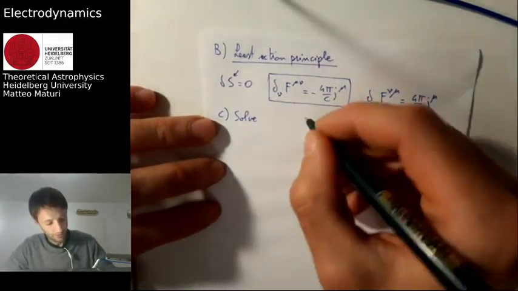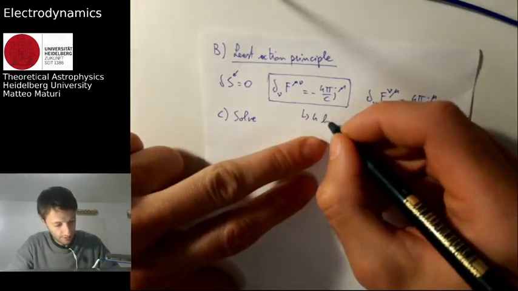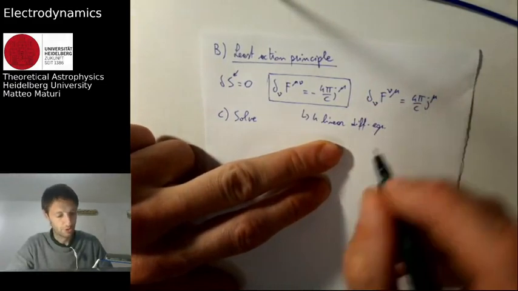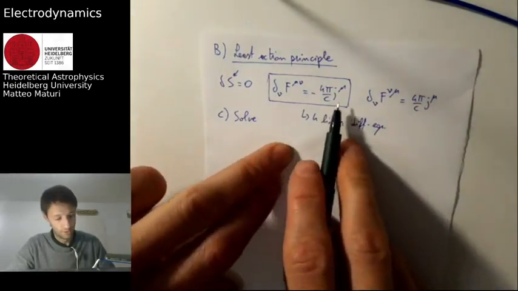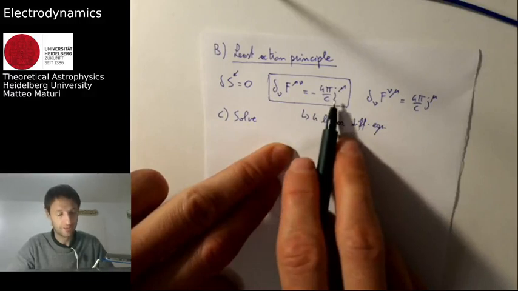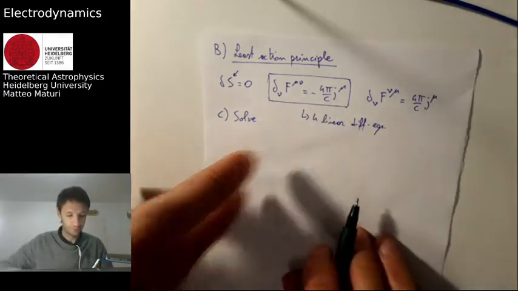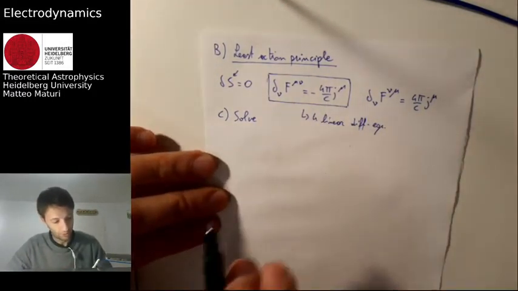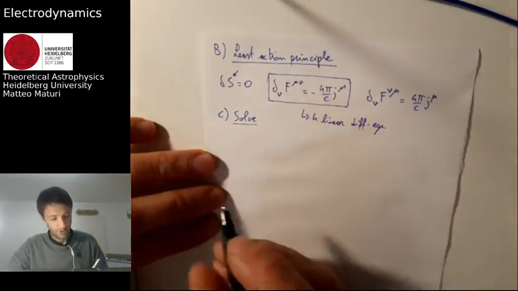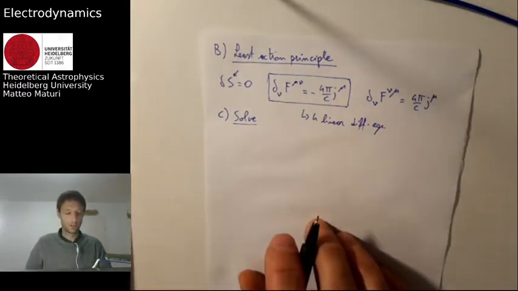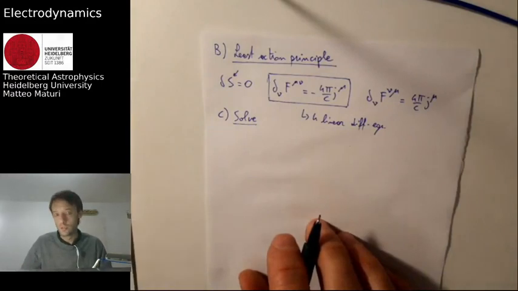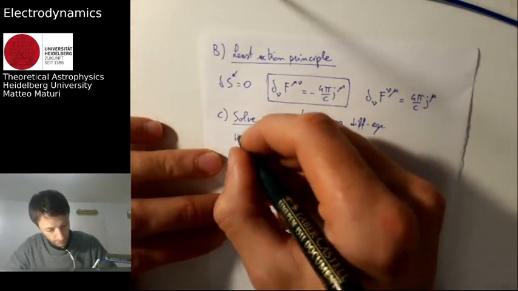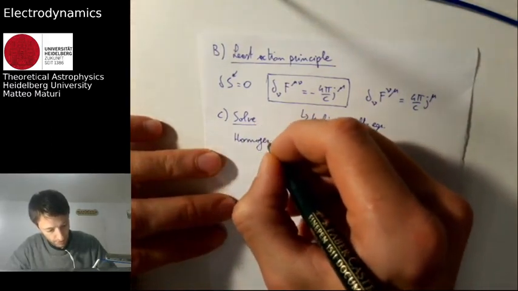These are 4 linear differential equations, inhomogeneous, because we have a source term here, which is given by the charges, by the four-current. So the charges are expressed through the four-current. And the first thing that you want to do in solving a linear differential equation is to solve first the homogeneous equation that is associated to it.